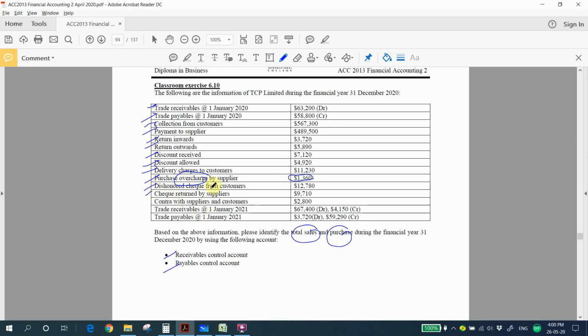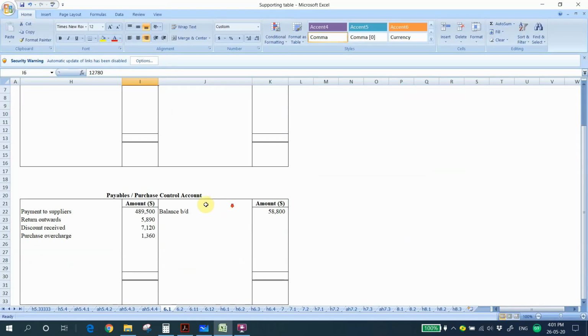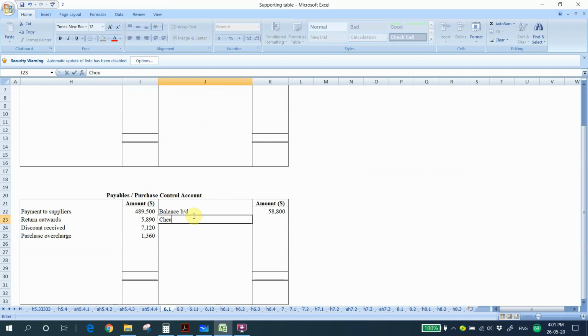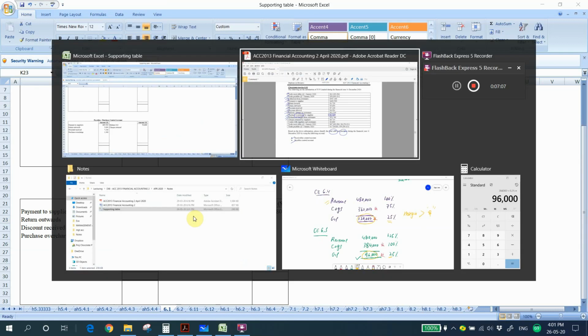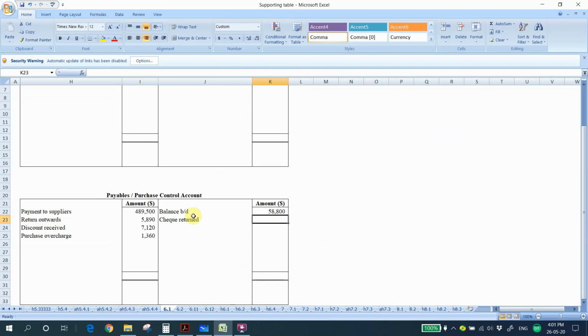Next, check returned by supplier. This can be when you issue a check to your supplier, but your bank balance is not enough to clear the payment, or you write some wrong information on your check, so the check is returned by your supplier. If you have a check returned by your supplier, this will increase the outstanding amount that you owe to them. 9,710.